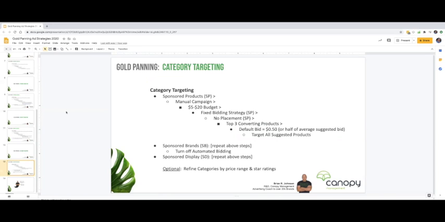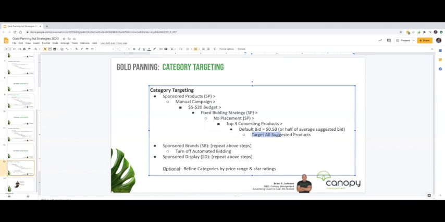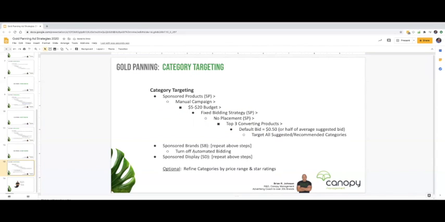Okay. Category targeting. This is something that Jason also mentioned as a strategy on this one. He was showing more of the refined method, which is one of the options, right? Which I actually put in here. You can refine that, and that is something that we do also. Same kind of concept, right? Where you've got category targeting. The only difference here is that that's not targeting all suggested products. I need to edit my slide here. That would be all suggested categories. It's either suggested or recommended categories. Okay. Same thing with sponsored brand ads, turn off that automated bidding.